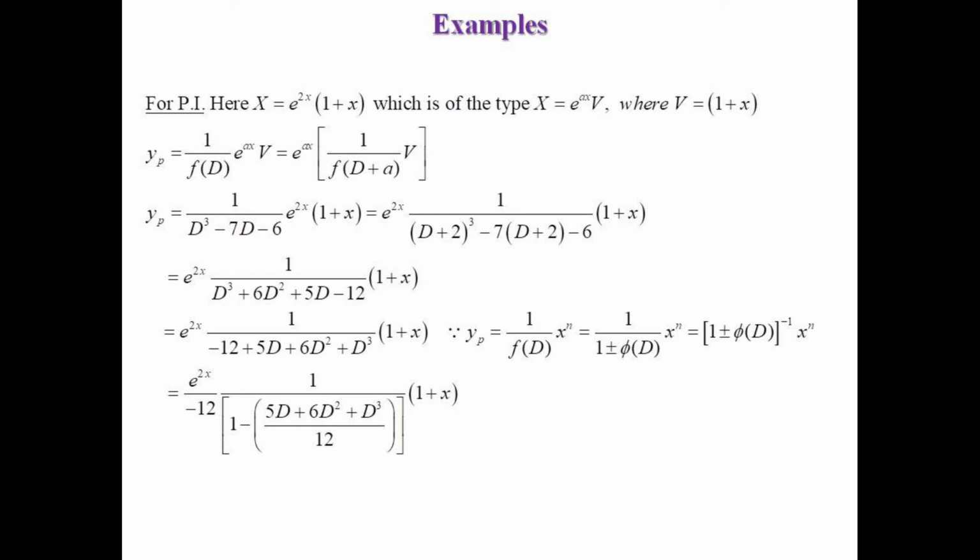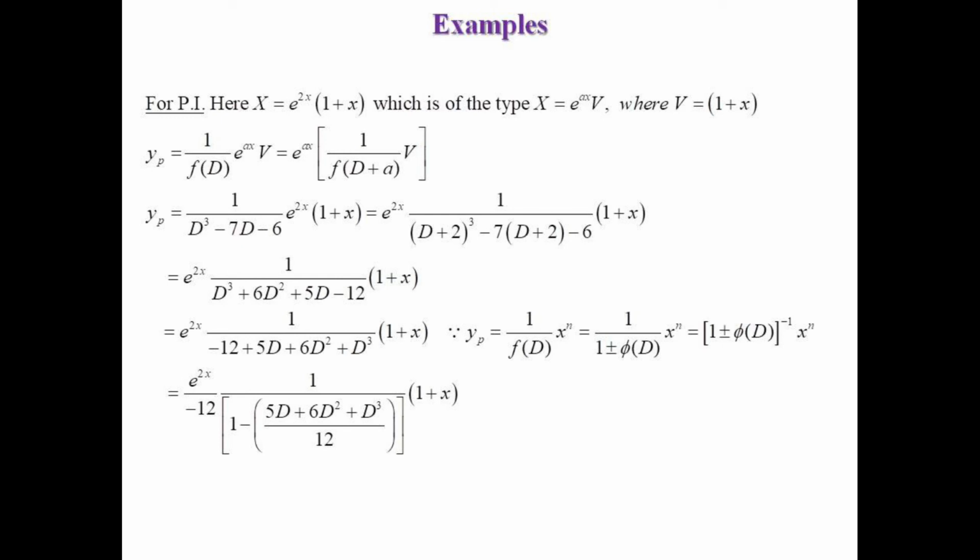Now once again observe the term 1 upon d cube plus 6d square plus 5d minus 12 into 1 plus x. So this is of the type 1 upon f of d into x raised to n. So we may write this equation as 1 upon 1 plus or minus phi of d into x raised to n. So this is our type number 3 for finding the value of particular integral. If we try to solve this equation by type number 3, then first reverse the term, for simplicity and to get the result without any complications.